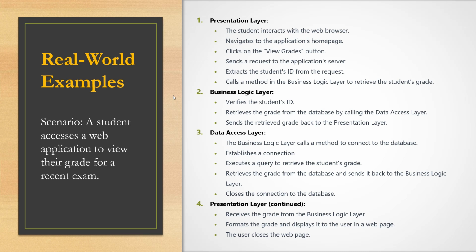So for example, we have here a student management system website, and you want to access your data, your courses, your exam on this system. So where are the layers? Where is the presentation layer? Where is the business logic layer? Where is the data access layer?